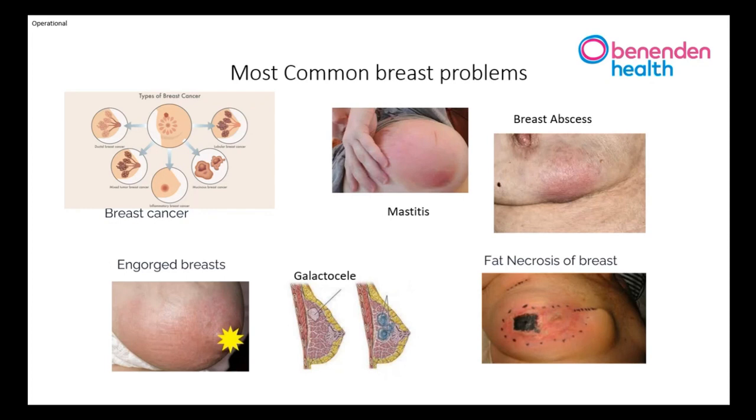Or you can get fat necrosis of the breast. And this presents as a firm lump with bruised skin. This is usually associated with a history of trauma, but you don't get any systemic features of infection. And it usually resolves spontaneously.